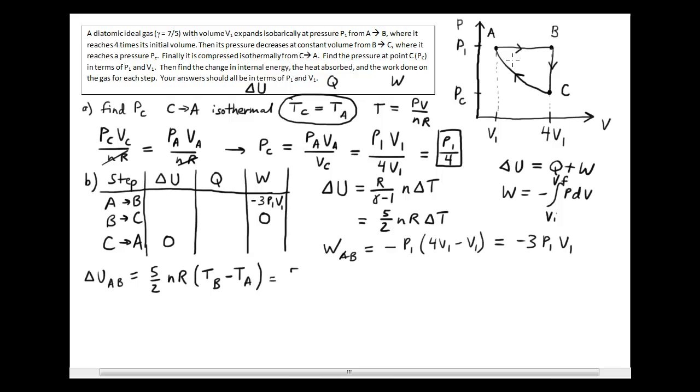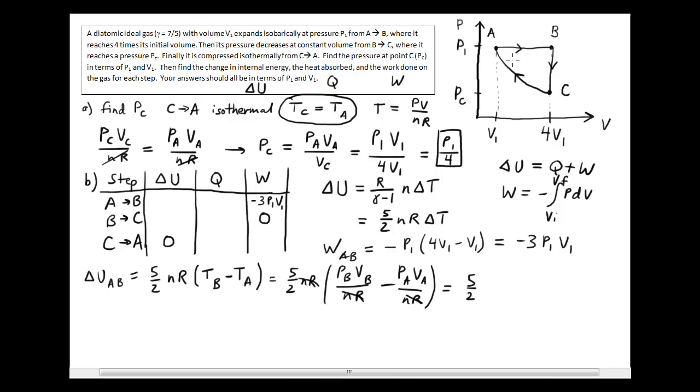So this gives me 5/2 nR times (PB VB over nR minus PA VA over nR). The great thing about making this substitution is the nR terms drop out. If I multiply through the nR that's outside the parentheses, it will cancel each of these terms in the denominator. So we can now get our answer for delta U AB.